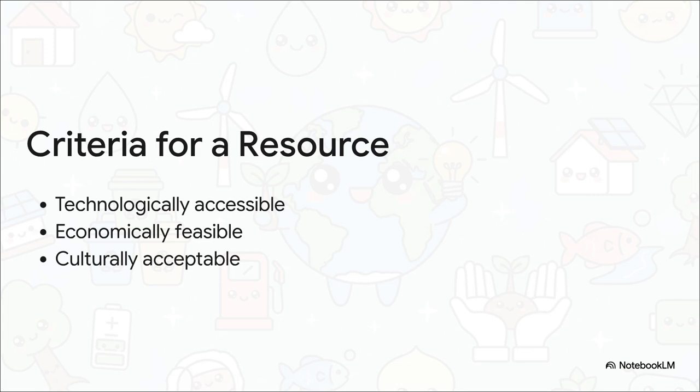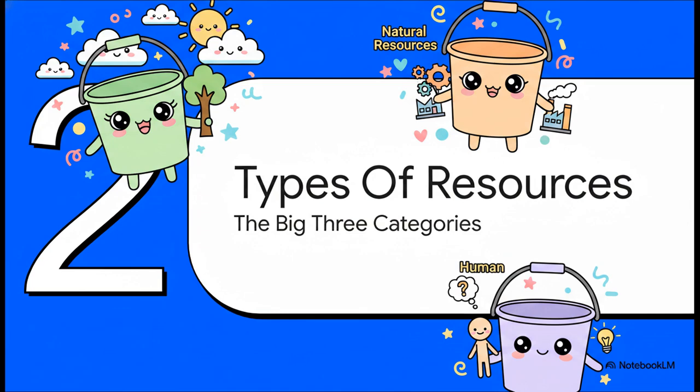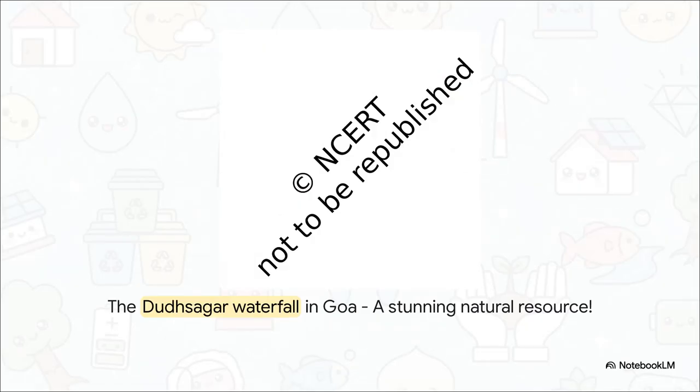Make sense? Moving right along to Section 2, the 3 types of resources. Picture the stunning Dudhsaga waterfall in Goa. It's a gorgeous sight, and it perfectly anchors our first category, natural resources. These are materials and substances that we get directly from the environment and use pretty much as they are, completely unaltered. We're talking about the rushing water in our lakes, the soil right under our feet, and the very air we breathe.